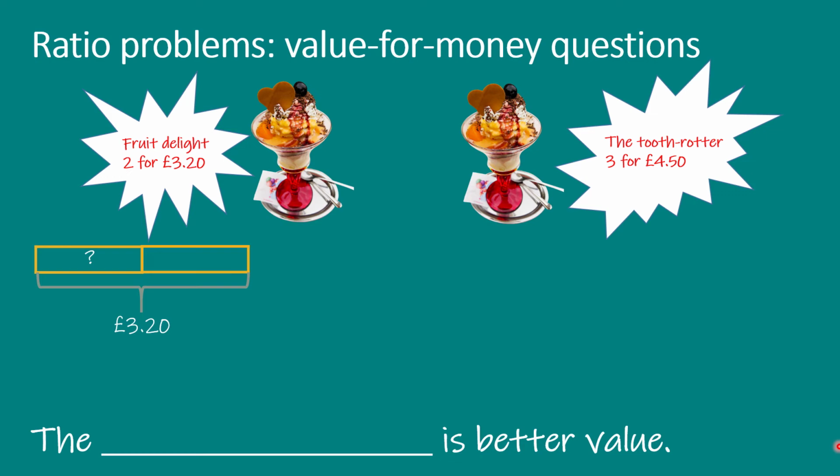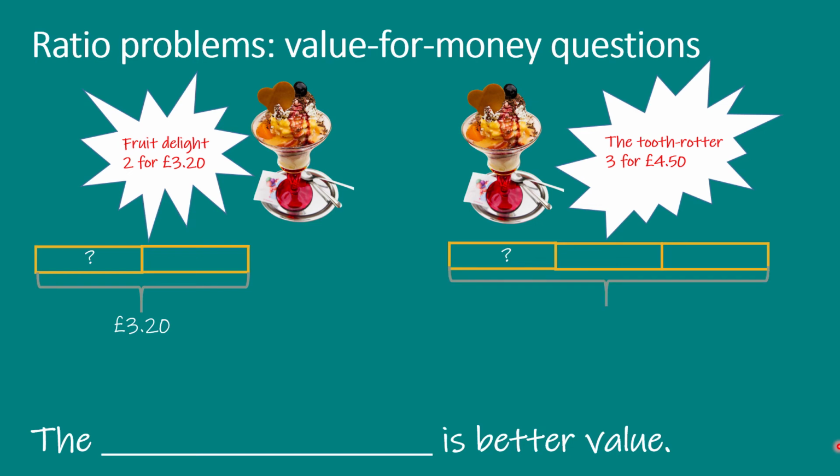In a bar model, what would that look like? 3 equal parts, and we're looking for the price for one of those parts, one of those Tooth Rotters. Let's put in what we know. We know the total cost for all 3 is £4.50. Again, what's the calculation that jumps out at you?